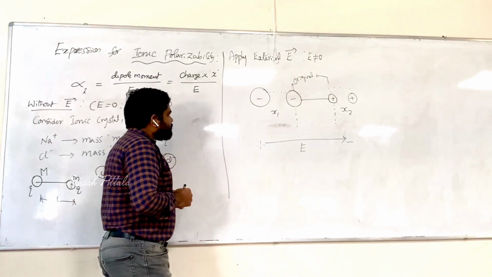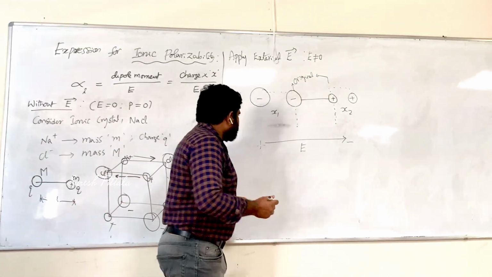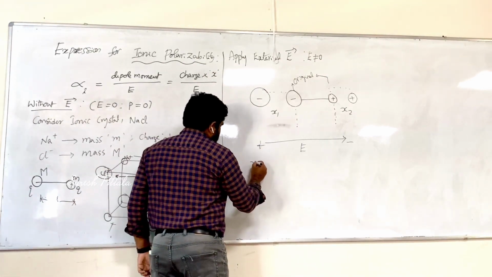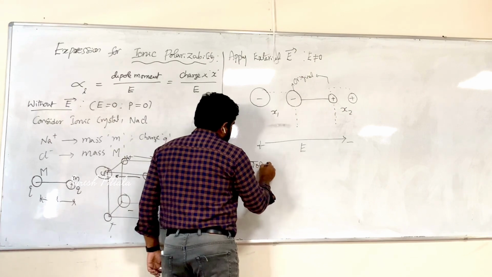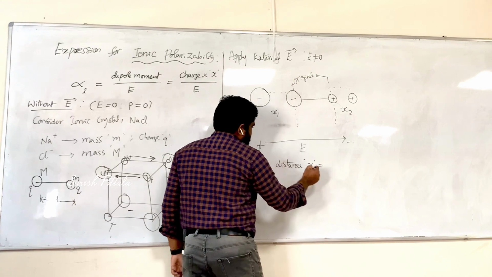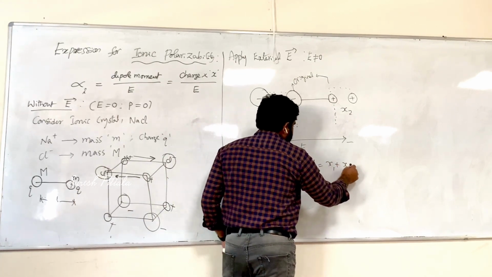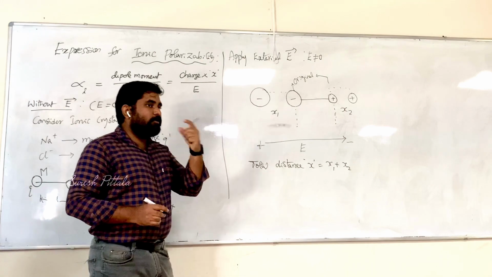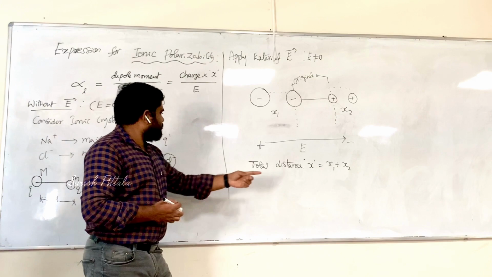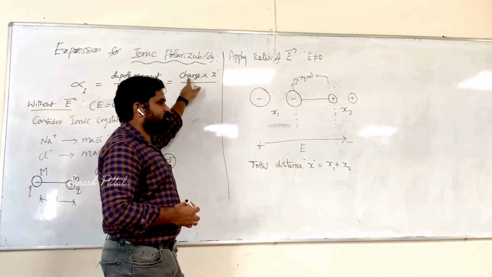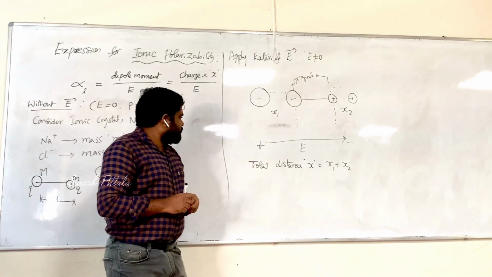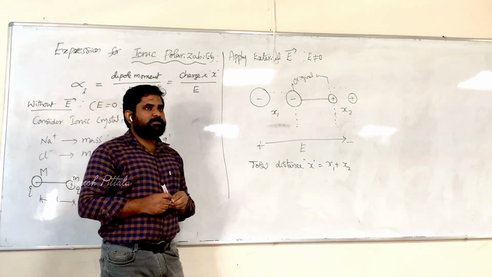X1 and x2 are different. So the total distance x is nothing but the sum of the two. Total distance x is how much? x1 plus x2. Now your aim is actually to find out what x1 and x2 are. Then you substitute this x here, with the charge and electrical quantities, and you will get the expression for each part. That's it. So how do we find x1 and x2? Same logic.